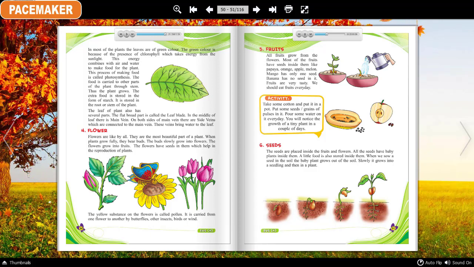Activity. Take some cotton and put it in a pot. Put some seeds or grains of pulses in it. Pour some water on it every day. You will notice the growth of a tiny plant in a couple of days. 6. Seeds. The seeds are placed inside the fruits and flowers. All the seeds have baby plants inside them. A little food is also stored inside them. When we sow a seed in the soil, the baby plant grows out of the soil. Slowly, it grows into a seedling and then into a plant.